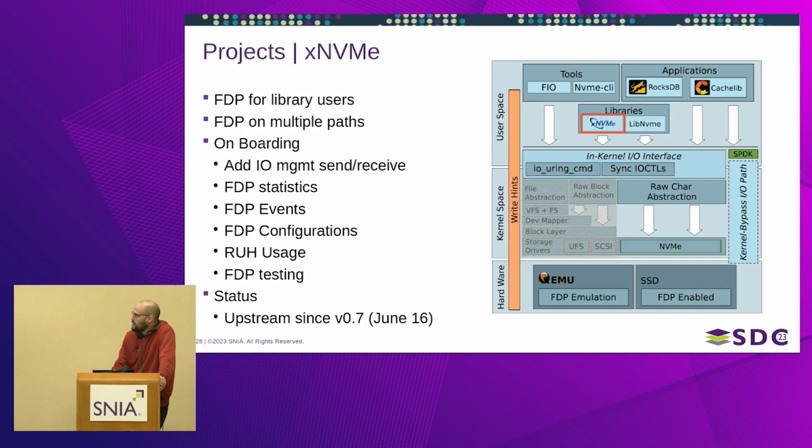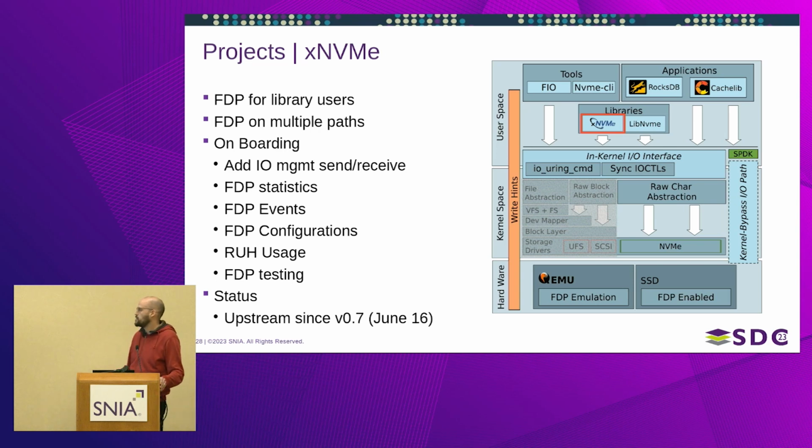So finally, I'll talk about xNVMe and IO-Uring. xNVMe is a library for NVMe. It's really nice because it provides a lot of paths down to the device, and if you remember from the RocksDB, it was used in the RocksDB implementation. Same story: IO management, send receive, statistics, events, configuration. There's extensive testing on xNVMe in the sense that xNVMe also has tooling like nvme-cli. And so the testing for FTP goes through the tooling of xNVMe. And so there's a lot that went into the onboarding of FTP into xNVMe.